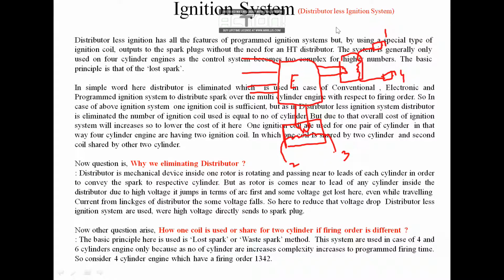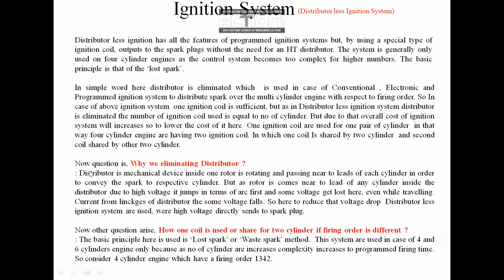There are two types of distributorless ignition system. One is the non-waste type, another is the waste spark type. In the waste spark type, we are using one coil for two cylinders. In the non-waste type, we are using an individual coil. Now the question may come: why are we eliminating the distributor?